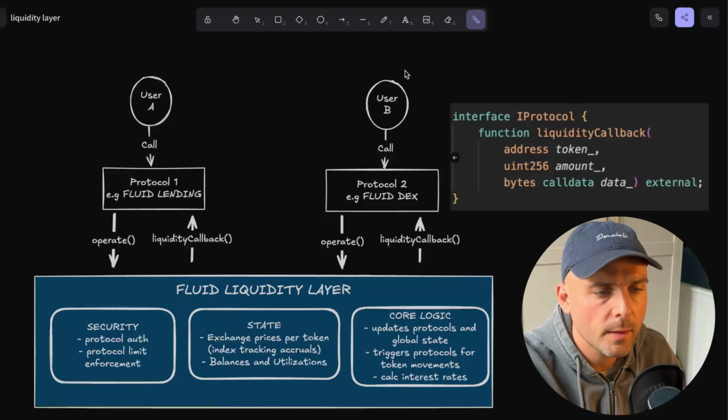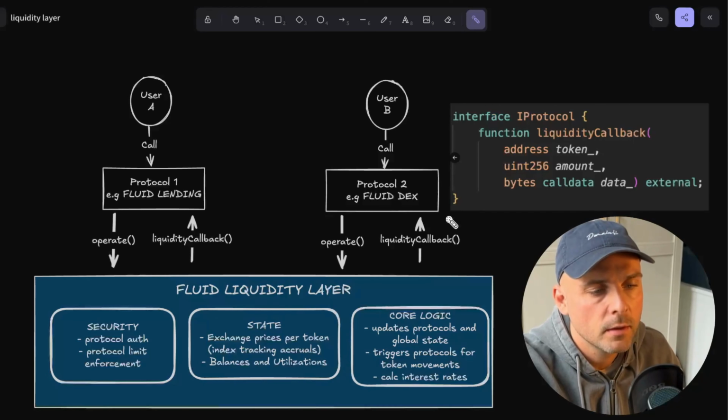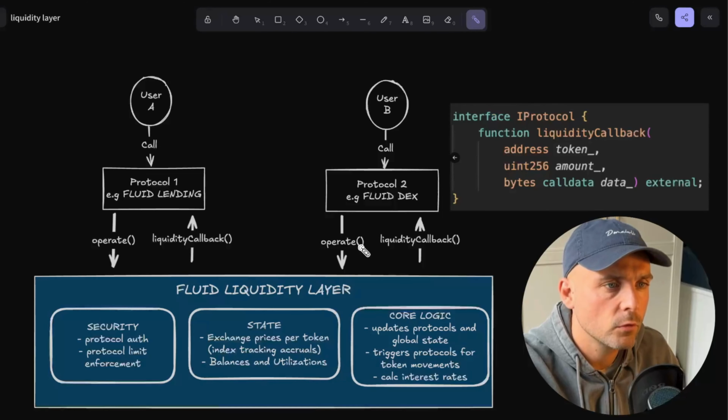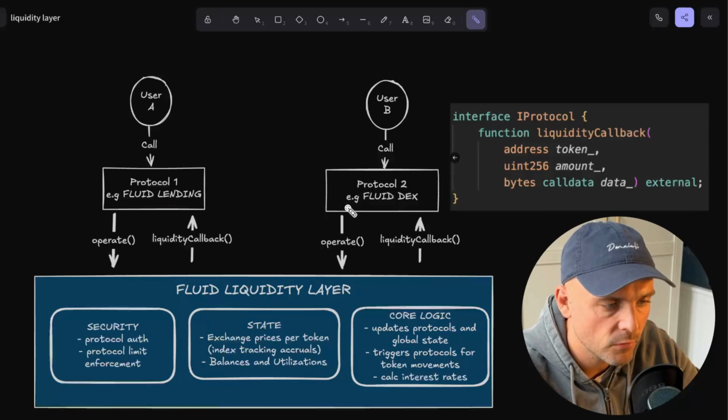So if you want to build an application on top of Fluid's liquidity layer, all you've got to do is implement this IProtocol interface. And of course, you need to be approved by governance. And governance checks whether you are beneficial for the Fluid ecosystem and if your application is secure, of course. Currently, there are only Fluid in-house applications like Fluid Lending, Fluid DEX, and Fluid Vault, and soon Fluid DEX V2 that are built on top of the Fluid liquidity layer.